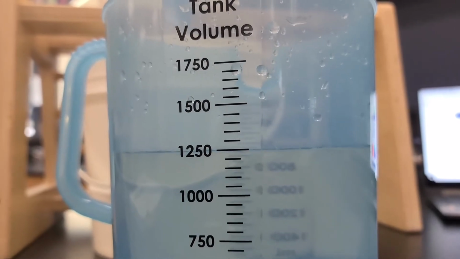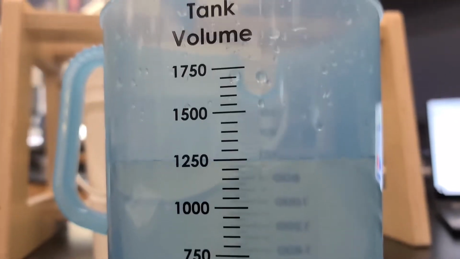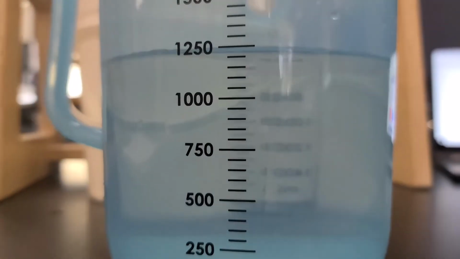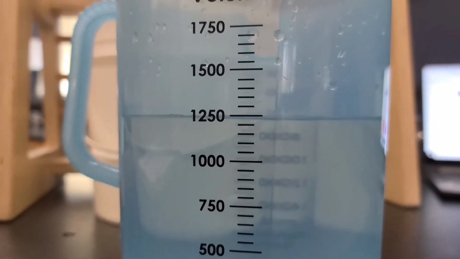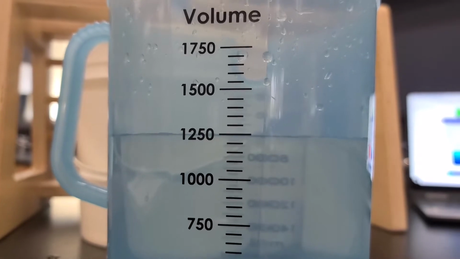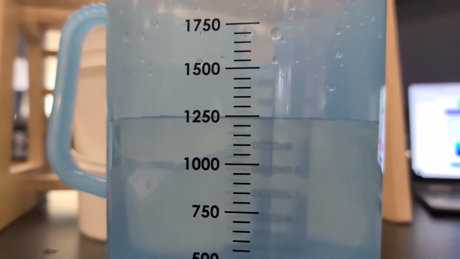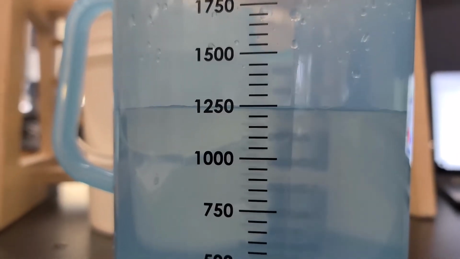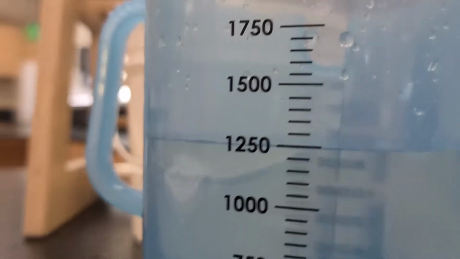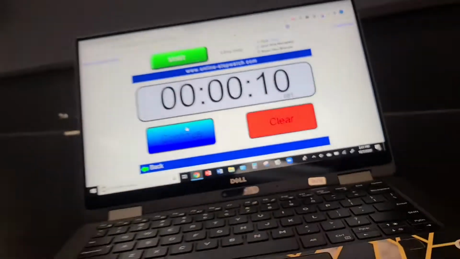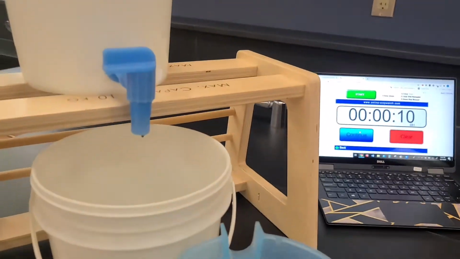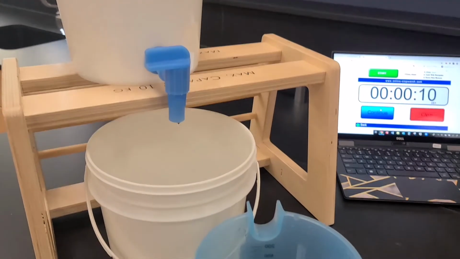So again, the resolution is 10 milliliters. No, it's not. I said it was 10. It's not 10. You guys, what is it? So it looks like that resolution is 50, so we go to the nearest tens. So go ahead and mark your volume on the table, and then again, the time, 10.081.